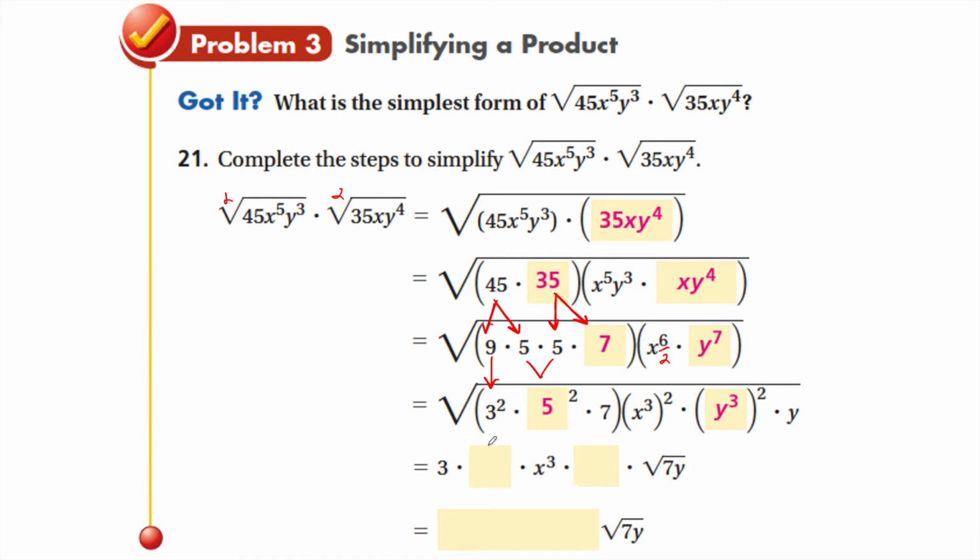Once we do that, we can take the square root of all the perfect squares, simplifying it down a little bit farther. So the 3 squared became 3, the 5 squared becomes 5, the x cubed squared becomes x cubed, the y cubed squared will become y cubed, and then we still have the square root of the 7 and the y, because we can't take the perfect square of the 7 by itself and the y by itself. So now we have a 3 times 5 times x cubed times y cubed, so that's going to give you a 15 x cubed y cubed with a square root of 7y.